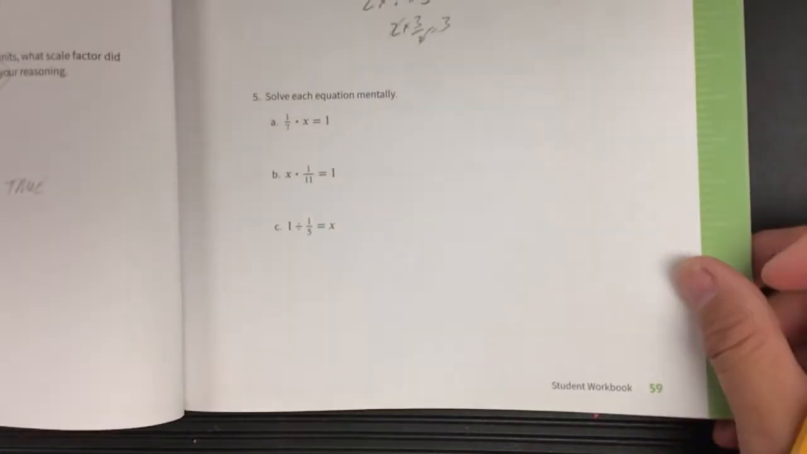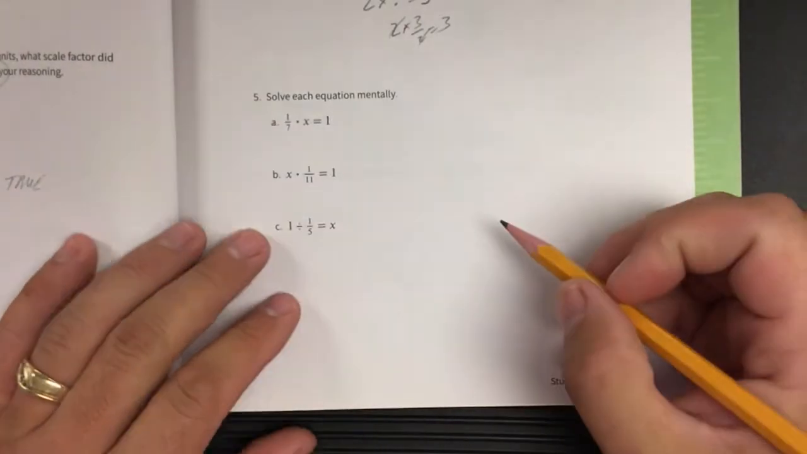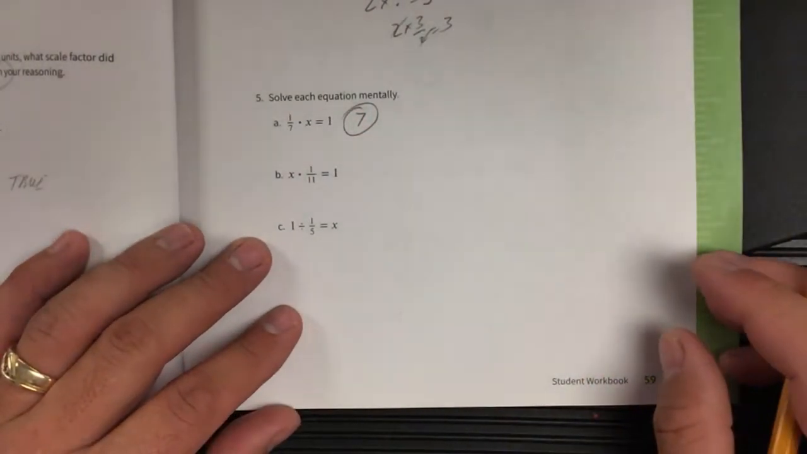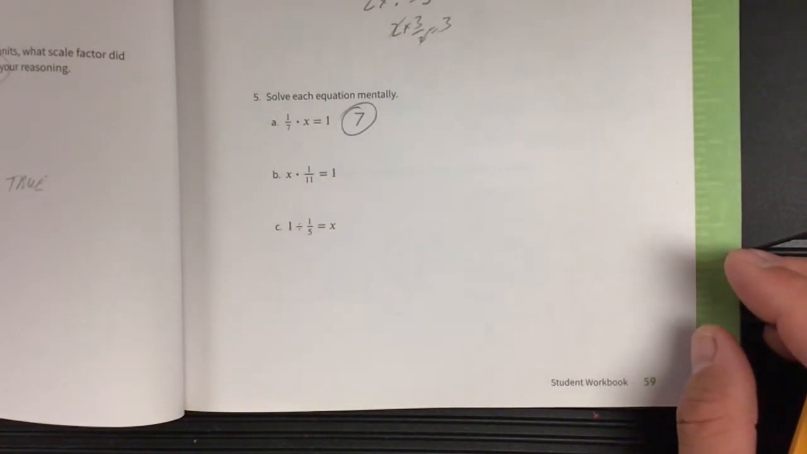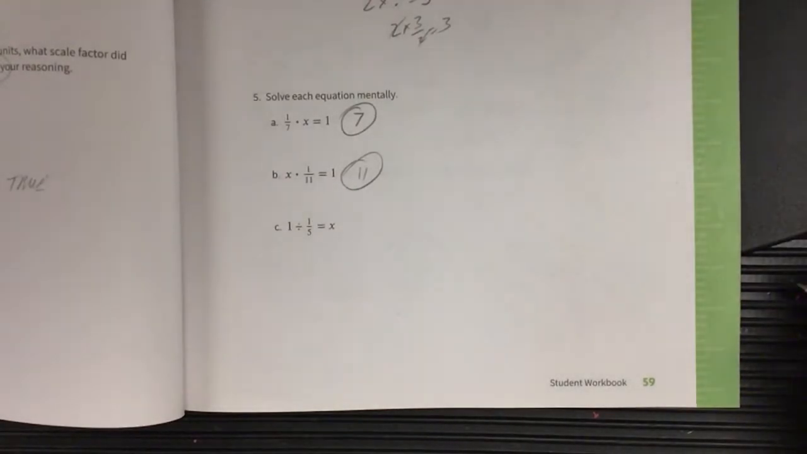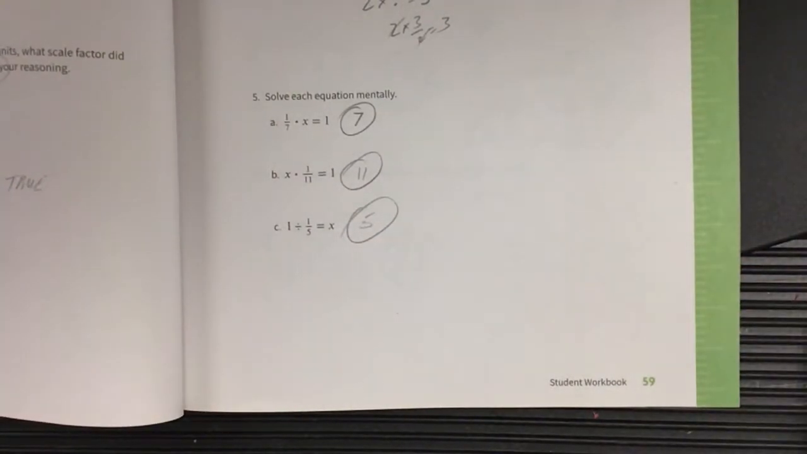And the last one. Solving each. 1/7 times what is 1? Lauren. 7. 7/1 is fine. B. Read. 11/1. Correct. C. Maverick. 5, yep. Very good.